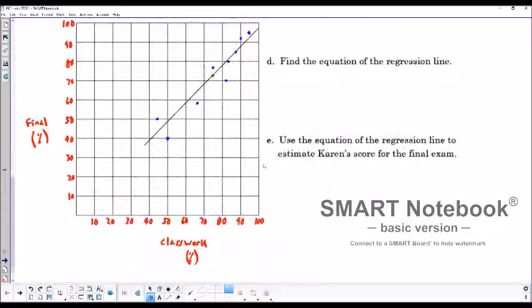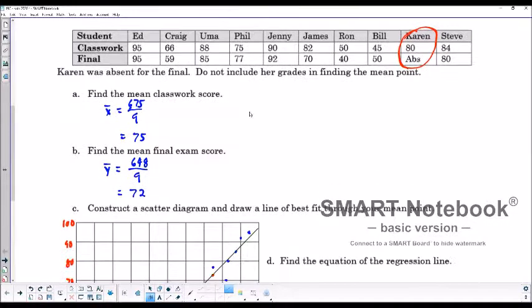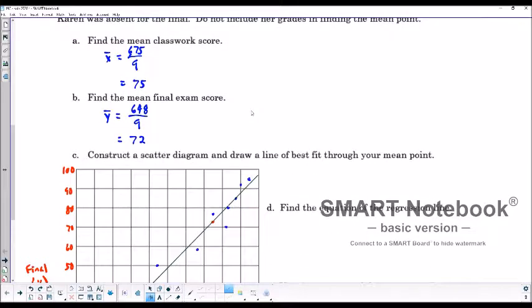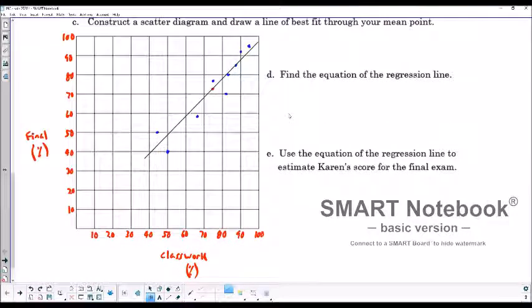Part D, we're going to find the equation of the regression line. And now we can easily do this with technology. We can put in classwork as L1 on the TI-84 and final as L2, and then we can go through the regression. If we do this by hand, we need to find a couple of points to find the gradient and then get the intercept. So for the gradient, we use y2 minus y1 over x2 minus x1.